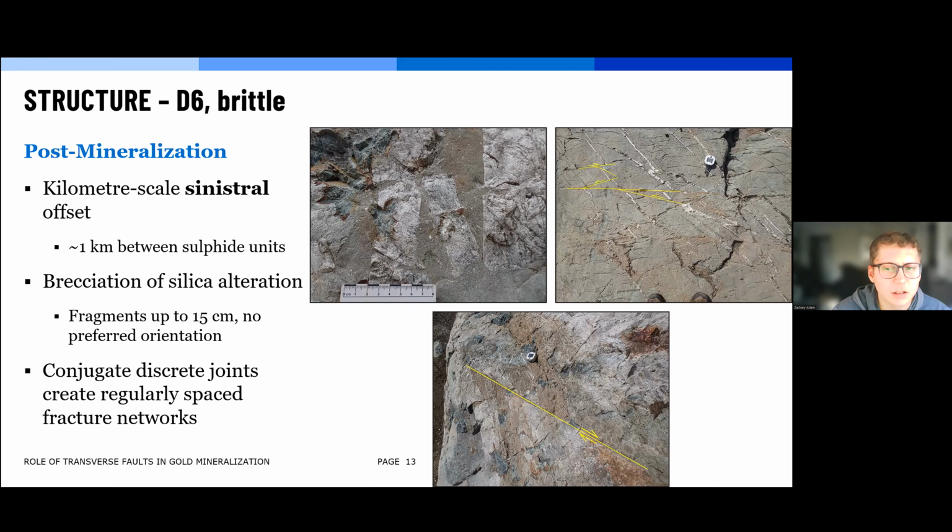And on a local scale, the silica-altered wall rock is brecciated in this zone with clasts of up to 15 centimeters large, hosted in a sort of fine-grained cataclastic matrix. D6 is also associated with this conjugate joint pattern, creating these fracture networks that offset the quartz veins and the silica alteration with conjugate symmetry.